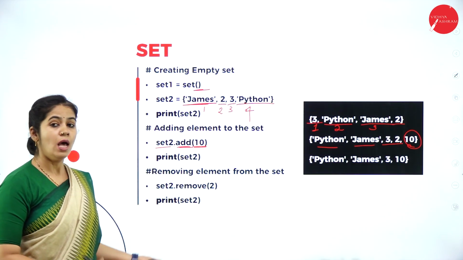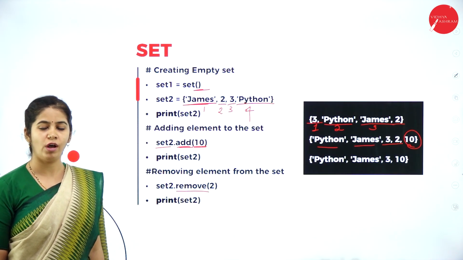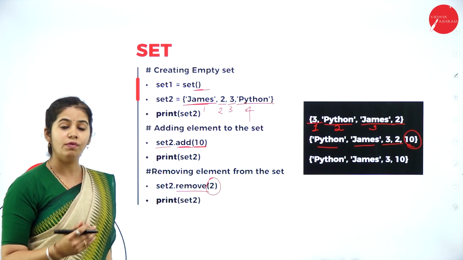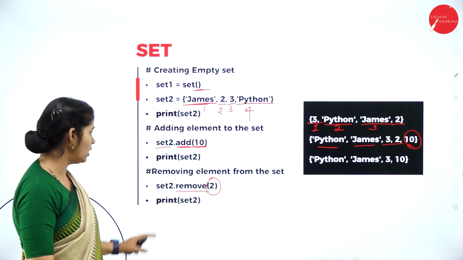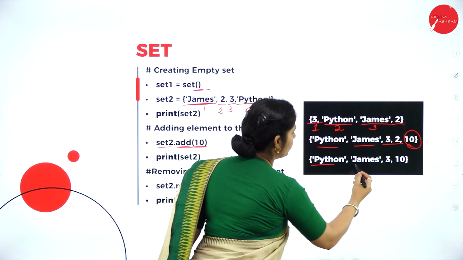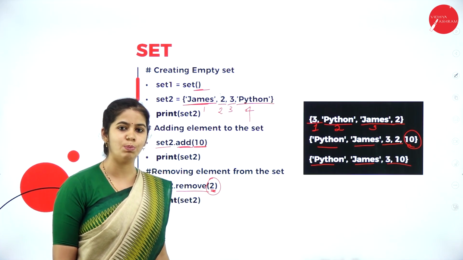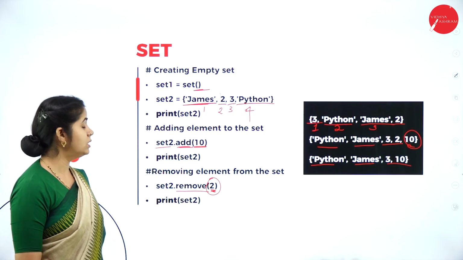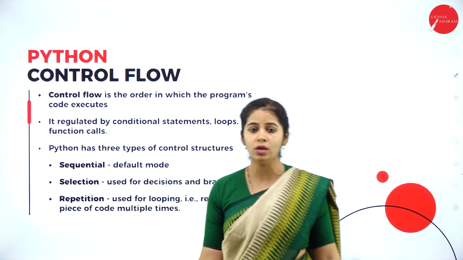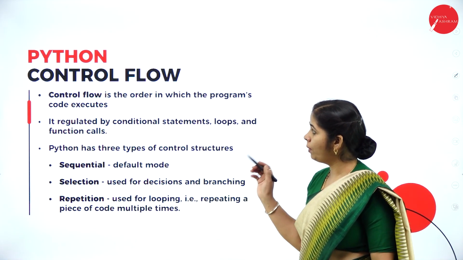Removing an element from the set can also be done by using a predefined function called remove and giving the value. The parameter for the remove function is the value which has to be removed from the set. So print set2, then I want to remove the value 2. Here you can see the value is removed and the other elements of the set are displayed in an unordered manner. This is all about the set. When we discuss the second unit, we'll discuss each and every data type in detail.